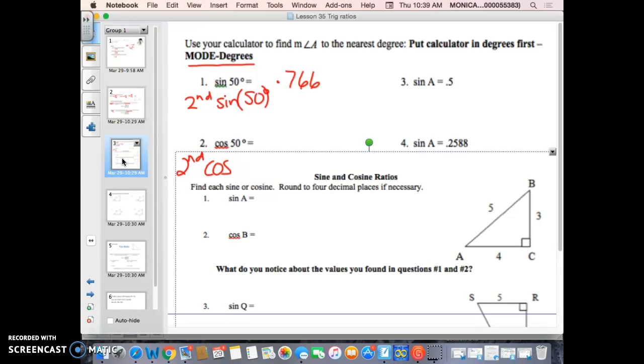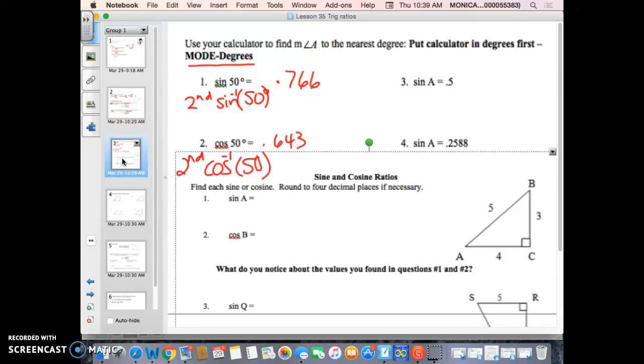And then you should get a parentheses, and you're going to put in 50. Close your parentheses. And it should say like cosine -1 and sine -1 when you do that. That means you've got the angle measure and you're trying to find the ratio. And when you hit enter, you should get 0.643.